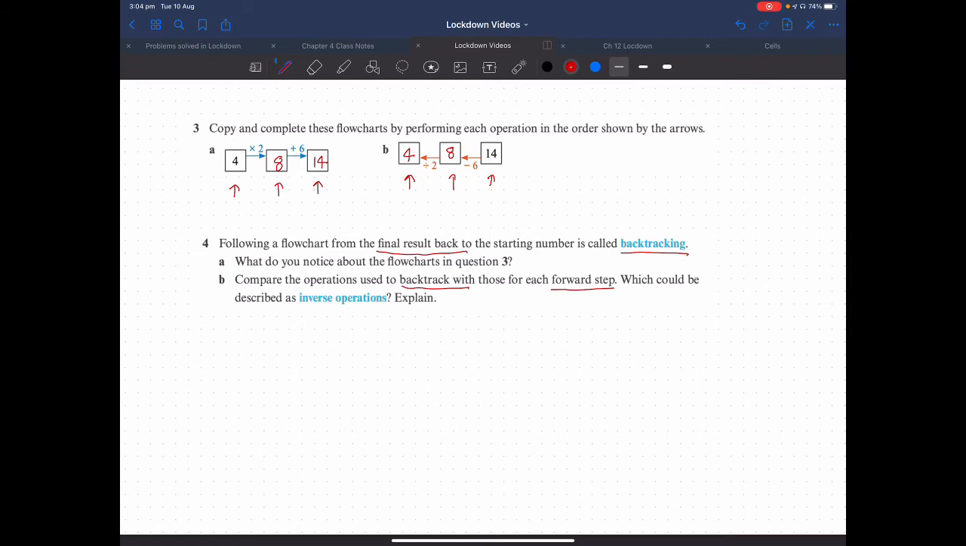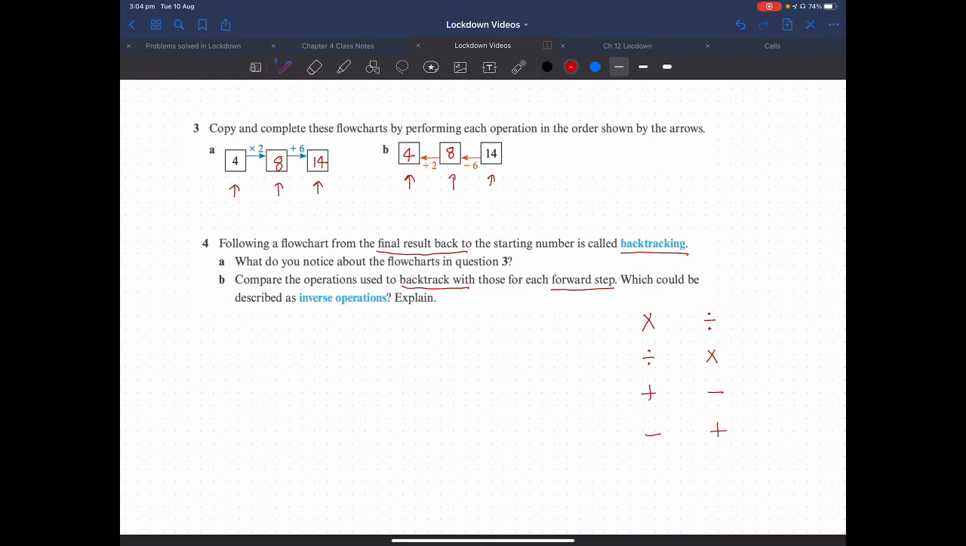So multiplication is an inverse operation to divide. Divide is an inverse operation to times. Plus is an inverse operation to minus. Minus is an inverse operation to plus.